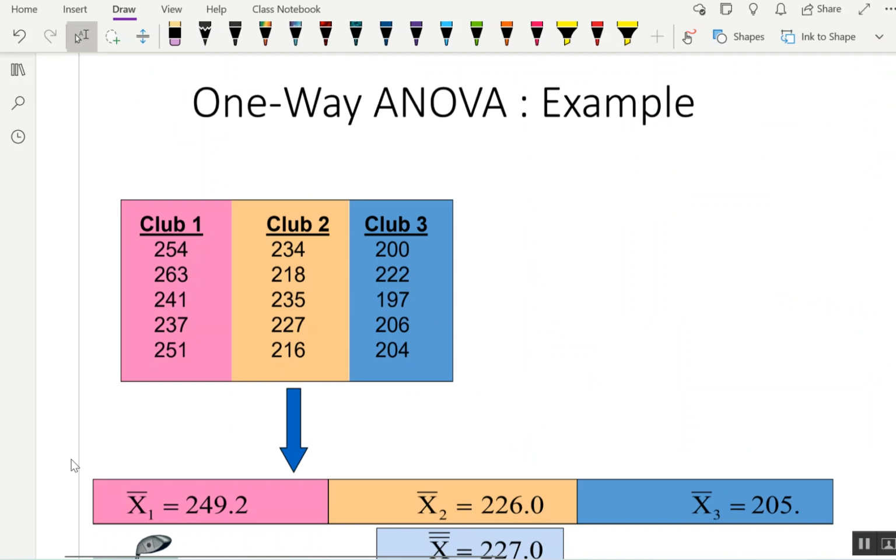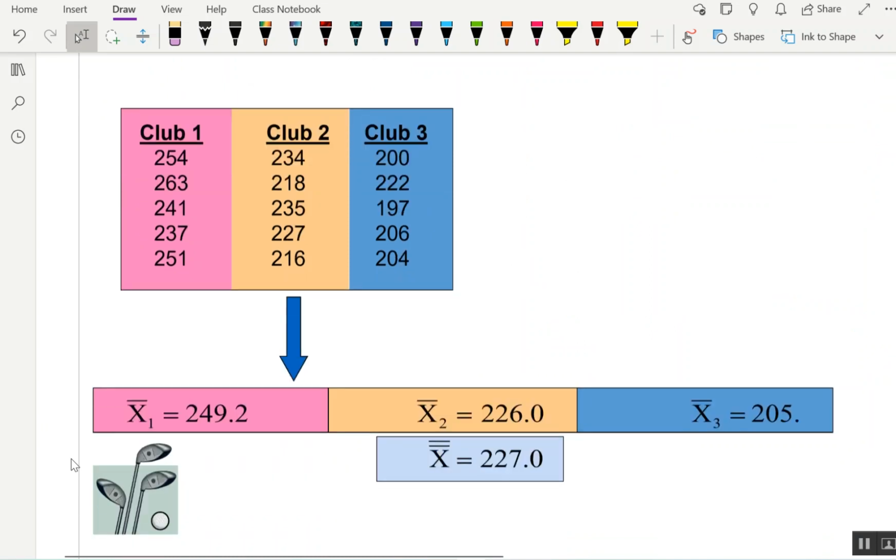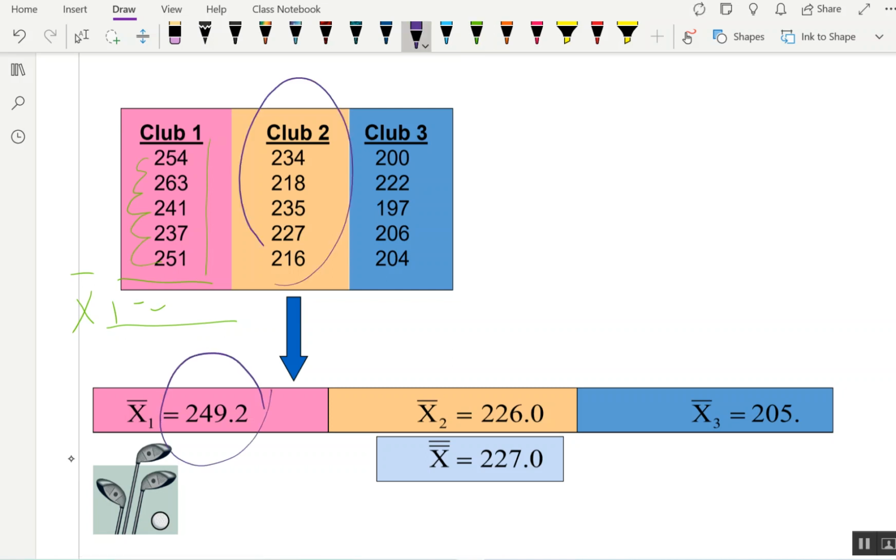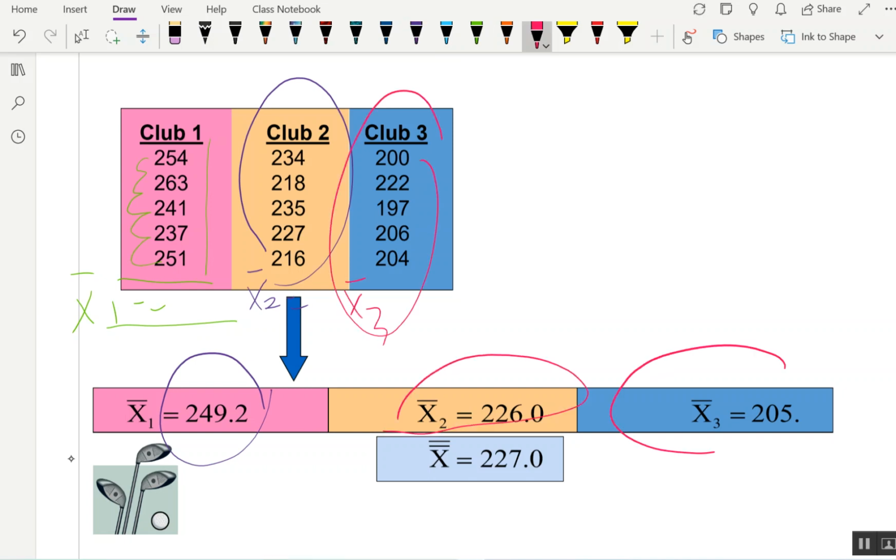Alright, so one way ANOVA example here. Basically they have these three clubs, and as usual, we calculate for the X bar, which means that we total up this one. We get X bar 1. Okay, we add up, and we divide by 5. So you should be getting 249.2, and here also you get your X bar 2, and here you get your X bar 3. So basically this is the one that we calculated.